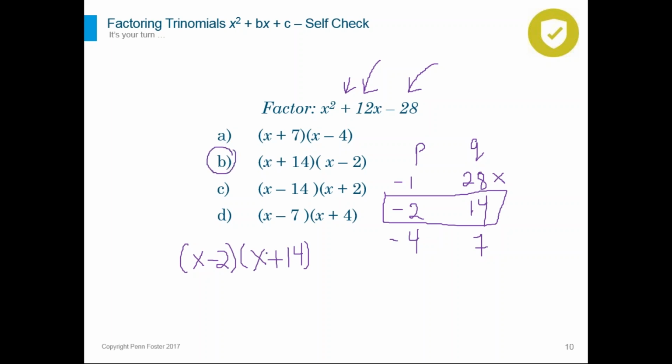Remember, if I'm going to write the set of factors as x plus 14 times x minus 2 or x minus 2 times x plus 14, as long as I have the correct sign with the correct number, I can switch positions. I can say, well, x plus 14 times x minus 2 or x minus 2 times x plus 14. They are multiplied, so you can switch.